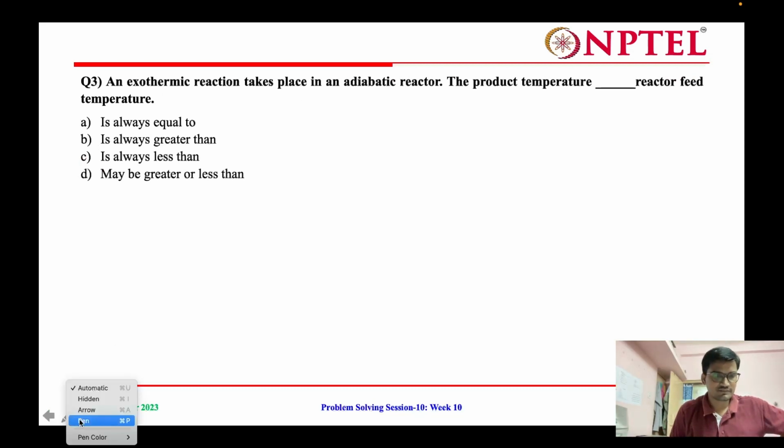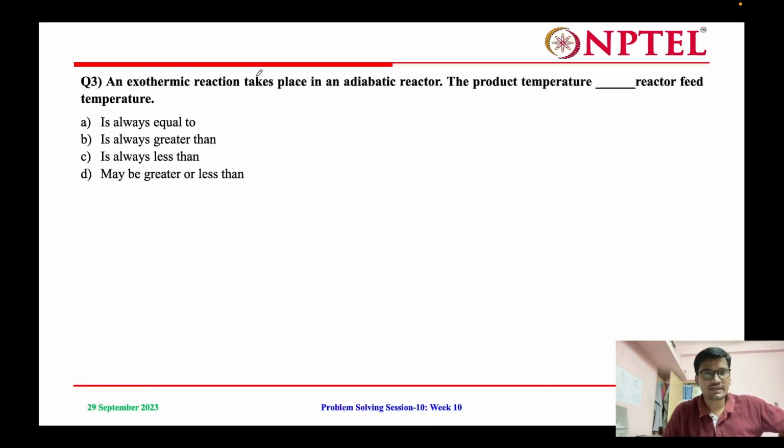Question 3. An exothermic reaction takes place in an adiabatic reactor. The product temperature is blank the reactor feed temperature. Here you have to fill in the blank. The product temperature is always greater than the reactor feed temperature.